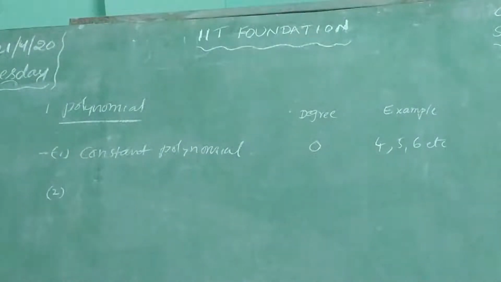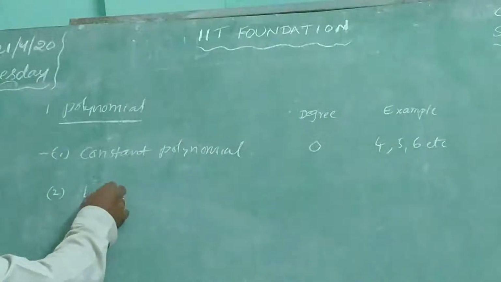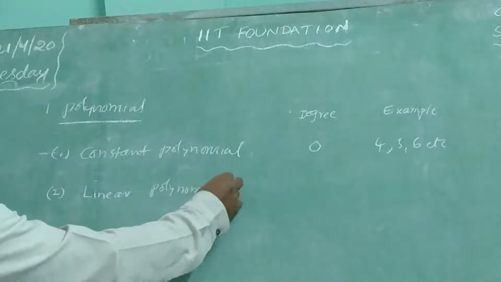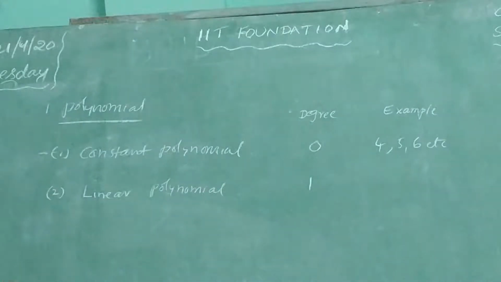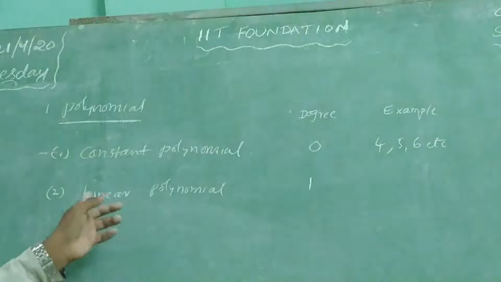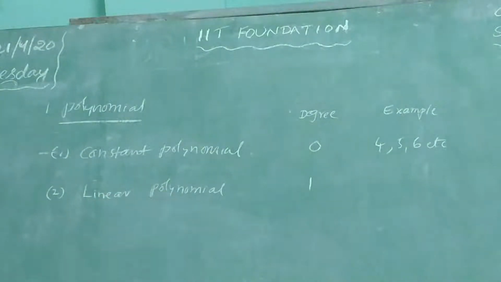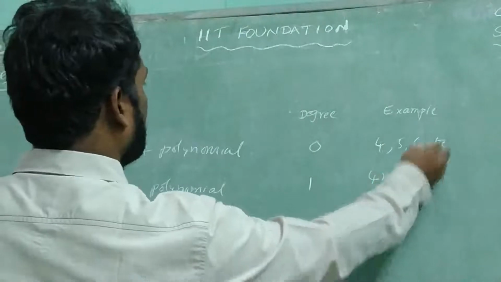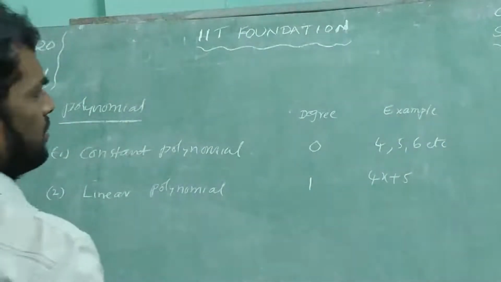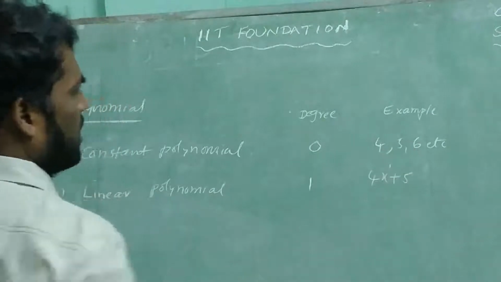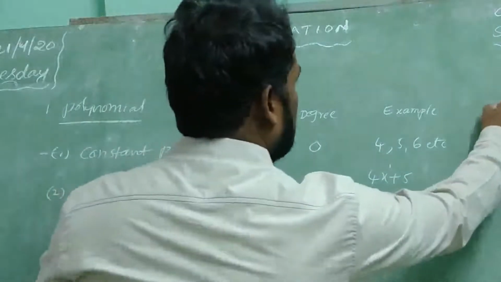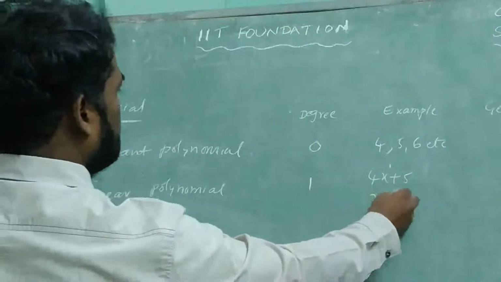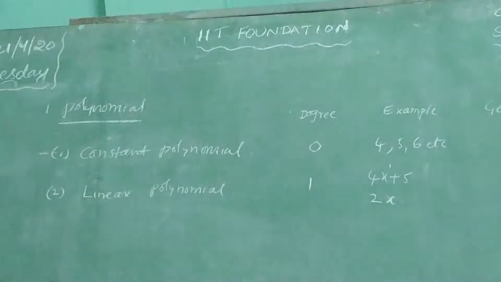And the second one is linear polynomial. If the degree of the polynomial is 1, such a polynomial is called a linear polynomial. For example, 4x plus 5. What is the degree of this polynomial? Here the degree of the polynomial is 1. I am writing the general form also. Not only 4x plus 5, you can take 2x. 2x is also a linear polynomial.